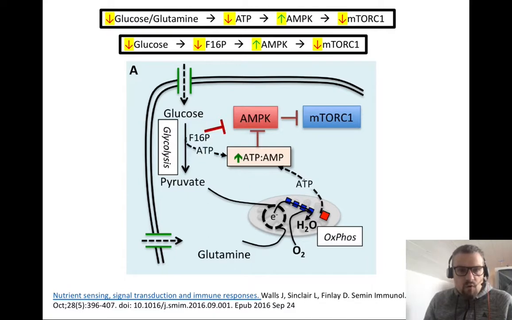It can also be a more direct glucose sensor, because AMPK is also sensitive to the level of this glycolytic intermediate, fructose 1,6-bisphosphate. So if you have low levels of glucose, you get decreased flux through glycolysis. The levels of this metabolite will decrease, and therefore you get an activation of AMPK. So on multiple levels, AMPK is a really important glucose sensor. And by extension, mTOR is sensitive to glucose levels as well, because it is directly controlled by AMPK.